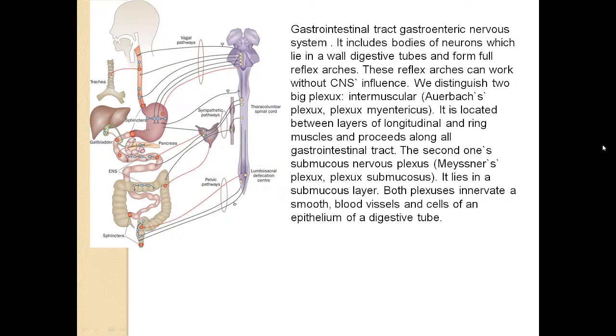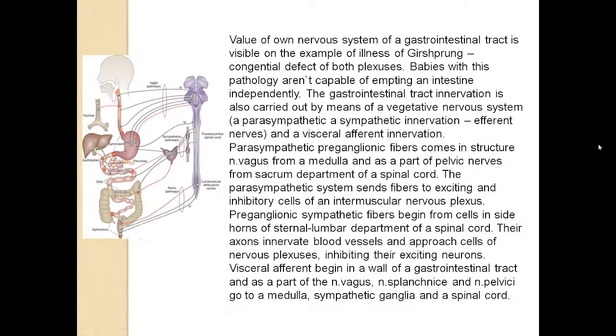The second one, submucous nervous plexus, Meissner's plexus, plexus submucosus. It lies in the submucous layer. Both plexuses innervate smooth muscles, blood vessels and cells of the epithelium of the digestive tube. The value of the own nervous system of the gastrointestinal tract is visible in the example of Hirschsprung's disease, a congenital defect of both plexuses.